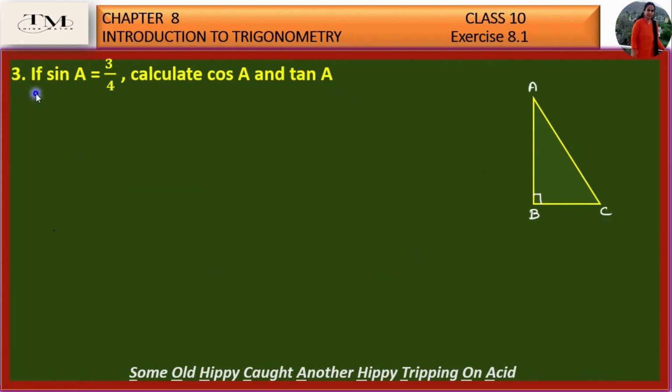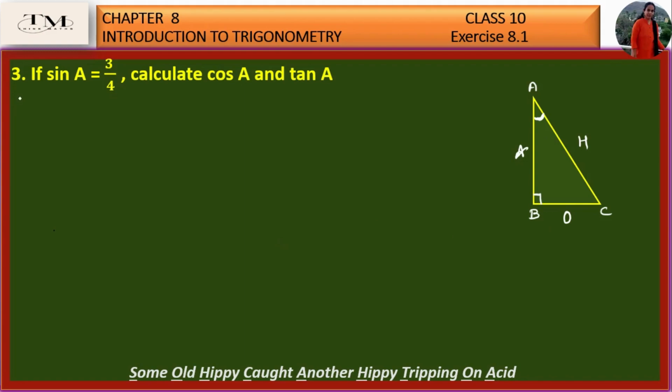Third one: if sine A is equal to 3 by 4, calculate cos A and tan A. We took the right angle triangle ABC. Angle B is 90 degree. Angle A is given, so cos A, tan A. Opposite to 90 degree is hypotenuse. This is the opposite side for angle A and this is the adjacent side.